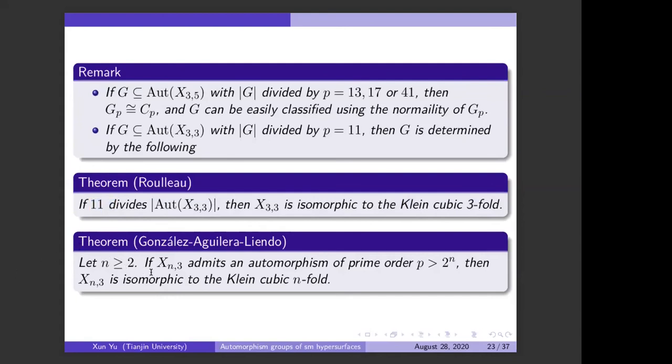By the way, this Klein cubic threefold case is generalized as follows: if n is greater than or equal to 2, and if a smooth cubic n-fold admits an automorphism of prime order p greater than 2 to the nth power, then X must be isomorphic to the Klein cubic n-fold. This is the generalization.